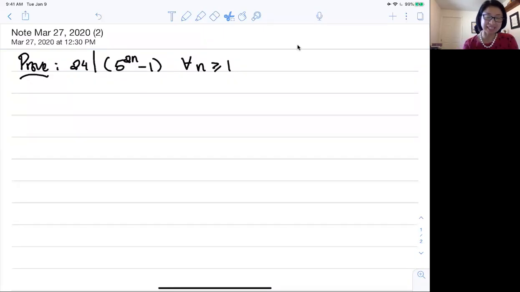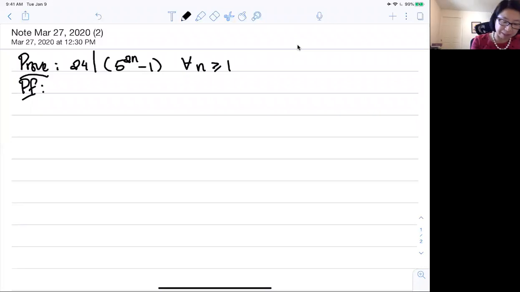Hello everyone, this is a video example of proof by induction. So remember, we use induction when we want to prove an infinite number of statements. And the statement we want to prove today is that 24 divides the quantity 5 to the 2n minus 1 for every integer n greater than or equal to 1. So we're going to use proof by induction.